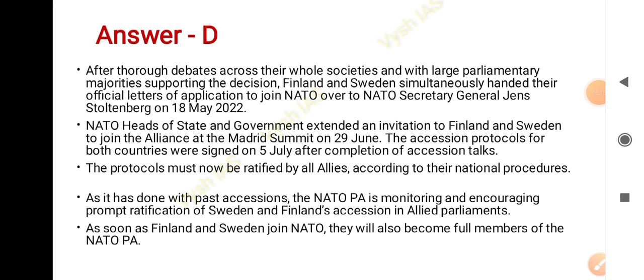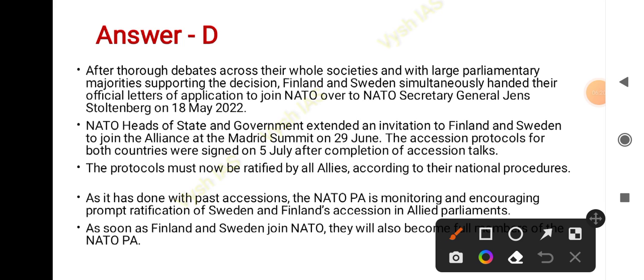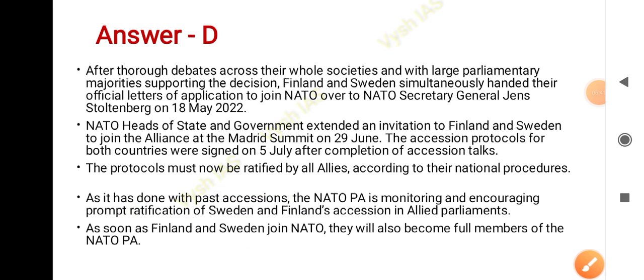As you can see here, this is from the official website I've taken. There is still the ratification process which has to be done, right? The accession talks, everything has been done, and it has been submitted. But the last process, the ratification, has not been done. As soon as it gets done, Finland and Sweden will join NATO, and they will become full members of the NATO PA, that is the parliamentary assembly, not association, right?